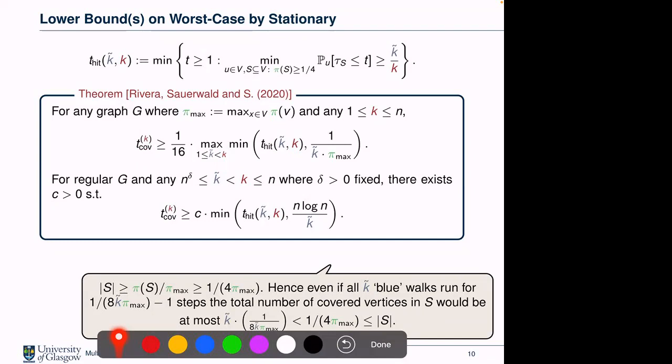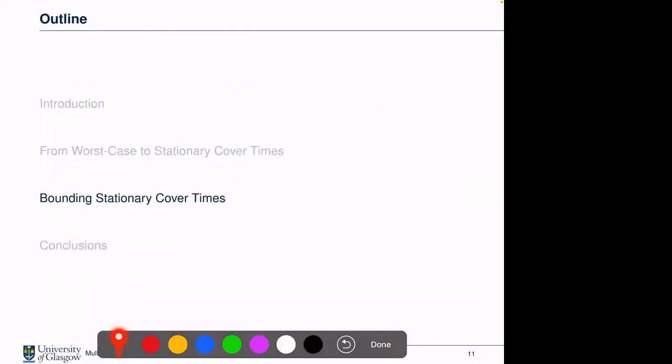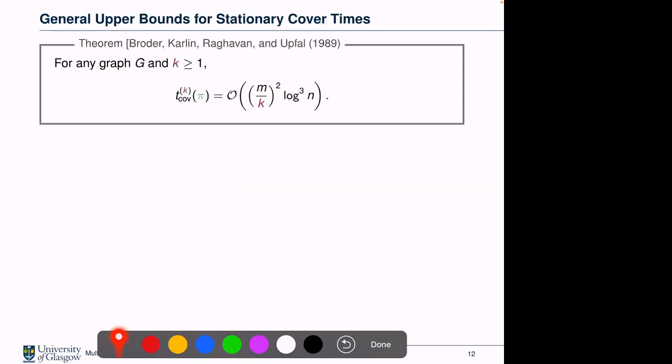Okay, so these upper bounds involved stationary cover times. So this is where you have k walks, and you start them all from independent stationary, and you ask how long does it take to cover the graph. So it'd be very useful if we had some bounds on stationary cover times. And as I said, these are easier to deal with generally than worst case cover times.